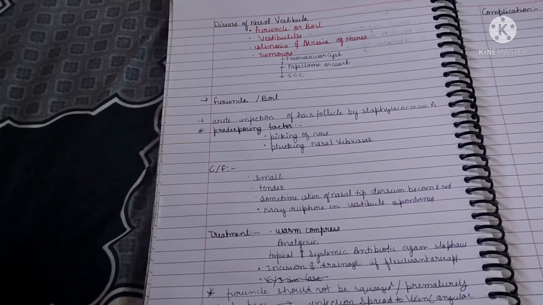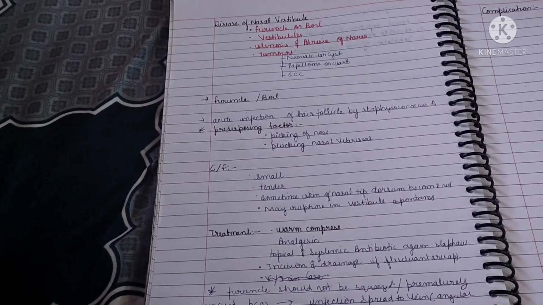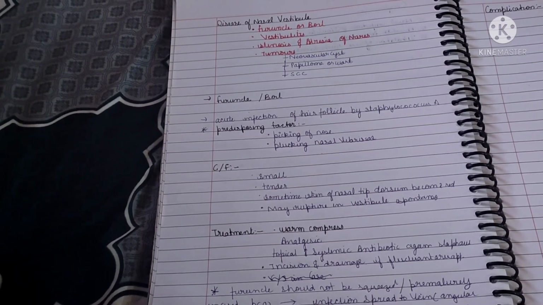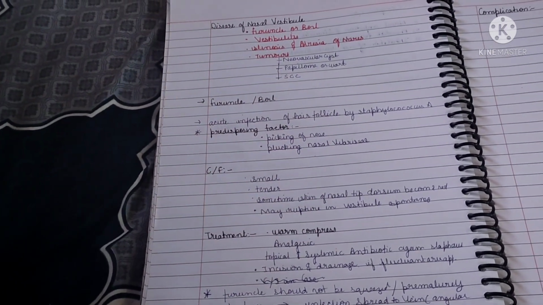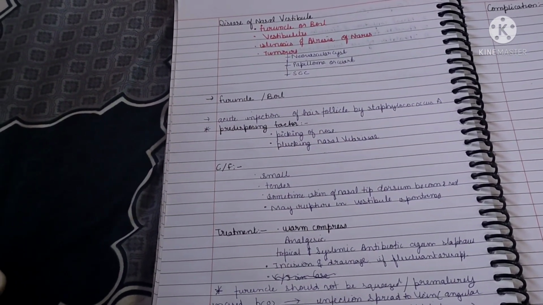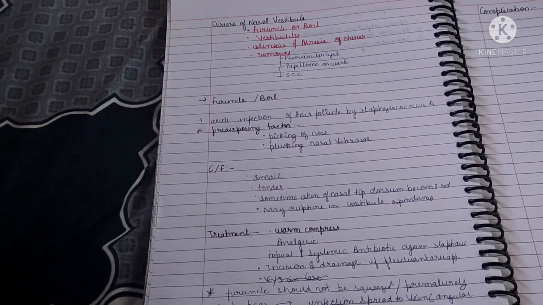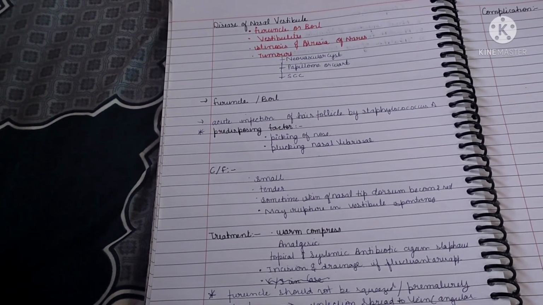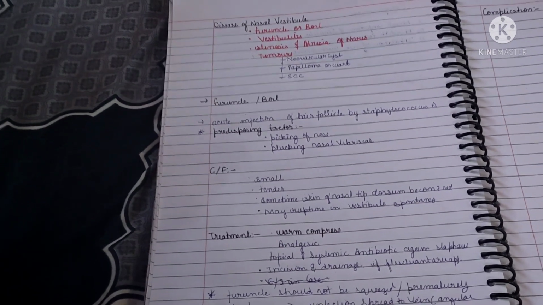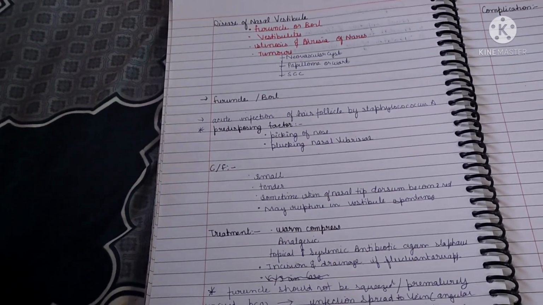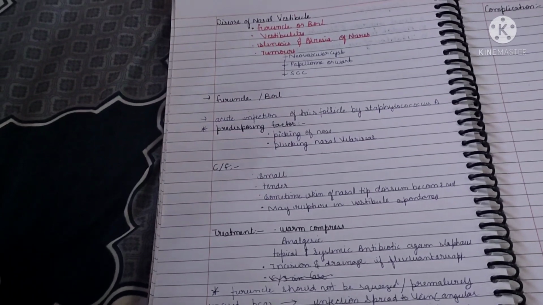Then let's फटाफट फिर से revise. So what is furuncle? It is acute inflammation of hair follicles in the vestibule. It is caused by what organism? The organism is Staphylococcus aureus, ठीक. So what will be the symptoms? It will be small, tender. These are the main common symptoms.